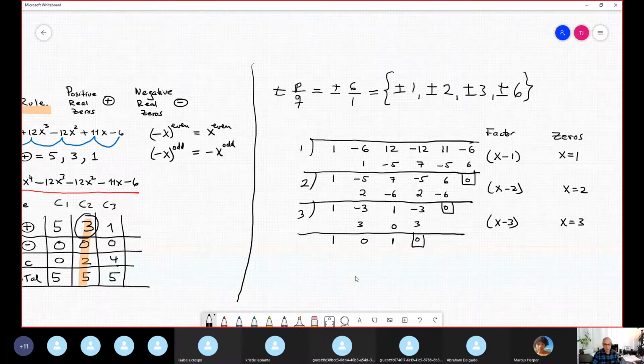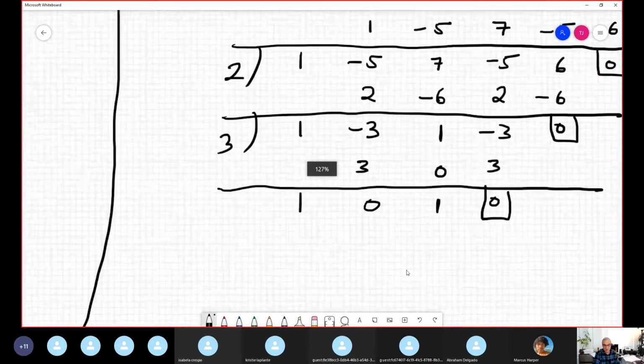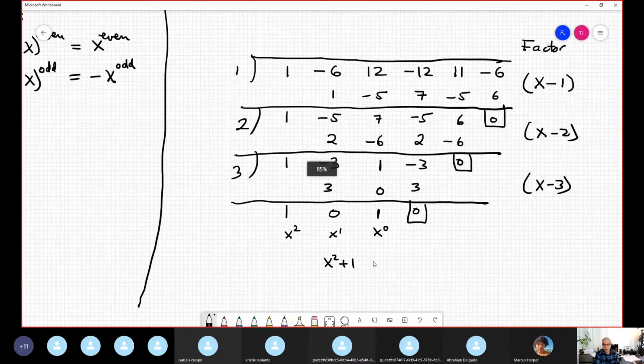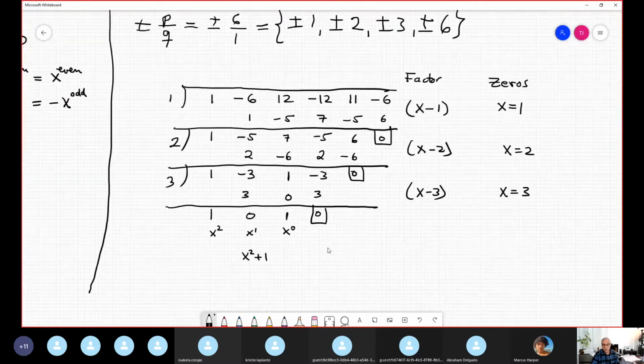And we have no negatives. And what about the complex? Two complex. The Descartes says okay, you have two complex. To discover the complex, well, you take the quotient part, the last part here, and this is x to the 0, and this is x to the 1, and this is x to the second. So actually, the translation of this polynomial is x squared plus 1. Okay, by the way, this is an irreducible quadratic, no? So the factor is x squared plus 1, irreducible quadratic.